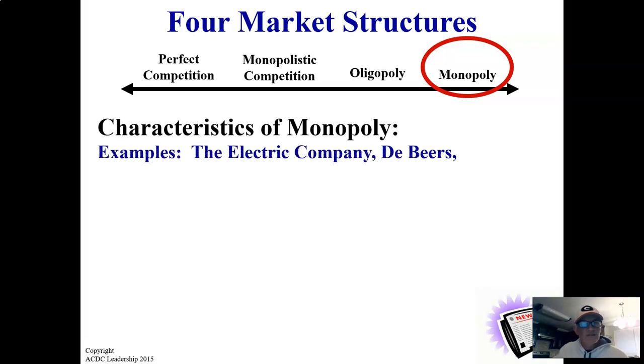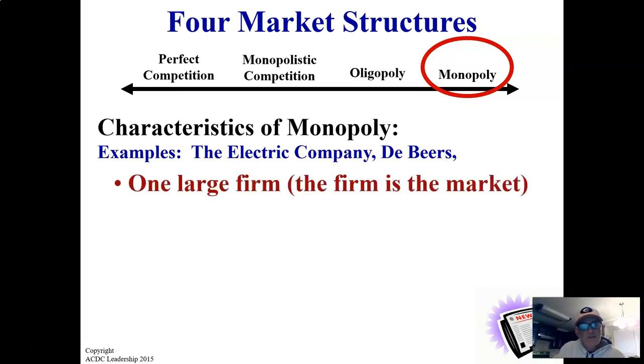So a quick look. We talked about De Beers, the diamond company, in class, how they can still run a monopoly. Obviously, they're not in the United States, where monopolies are illegal. There are some legal monopolies like your electric company, but those are regulated by the government. We will talk a little bit more about that in a bit too.